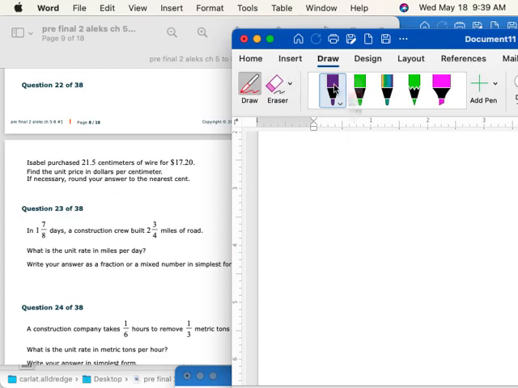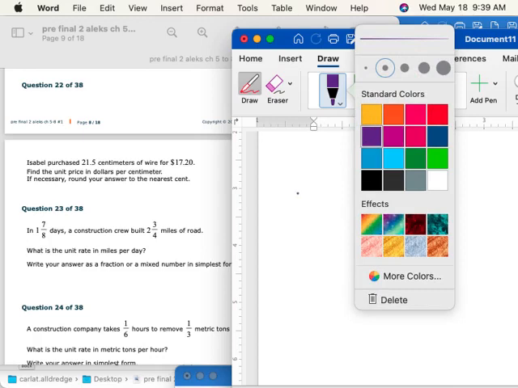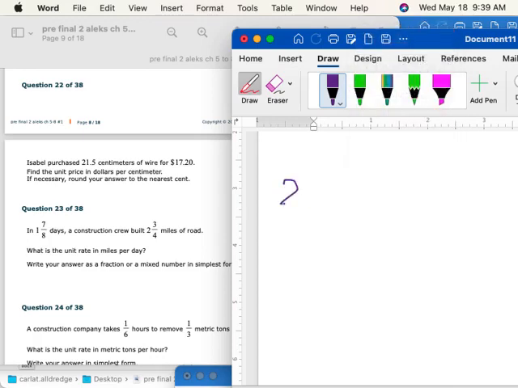Can you do sparkly? Not right now because you have not earned it. You are not earning your sparkly.